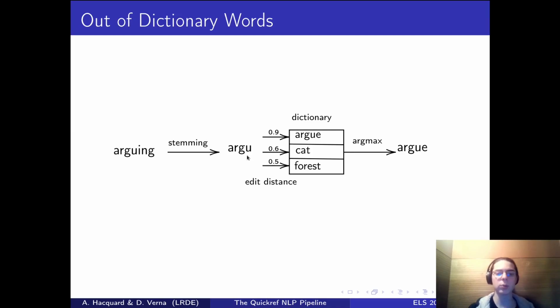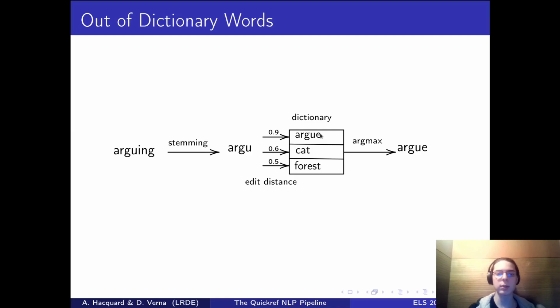So it will compute an edit distance between the root we extracted and all of the words present in our dictionary. So here with argue, cat, and forest. And finally, it will take the word with the smallest edit distance between the root and the dictionary words. So here we will have the word argue as the lemma of arguing. So this process really works well for words which have their associated lemmas directly in the dictionary. It is the case for the word arguing with the lemma argue.